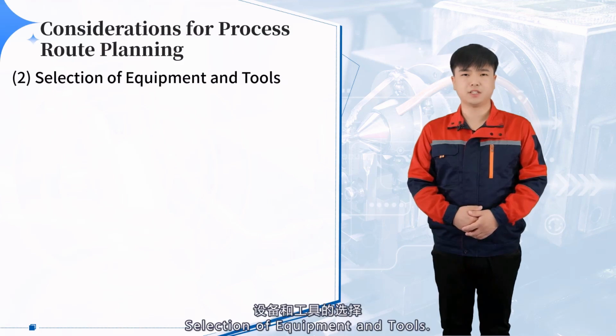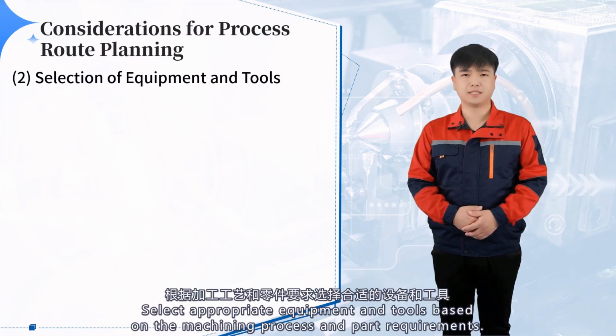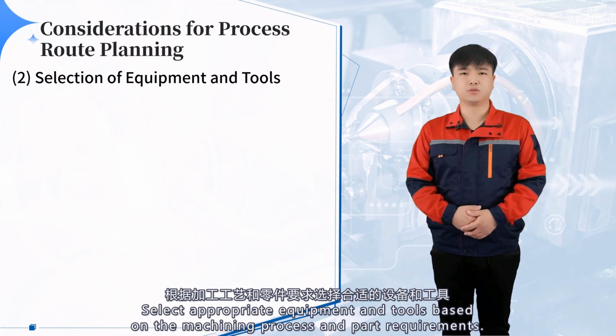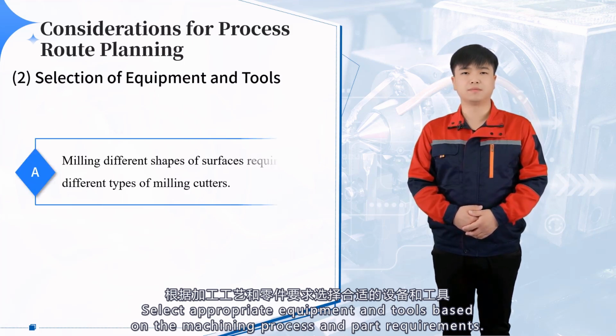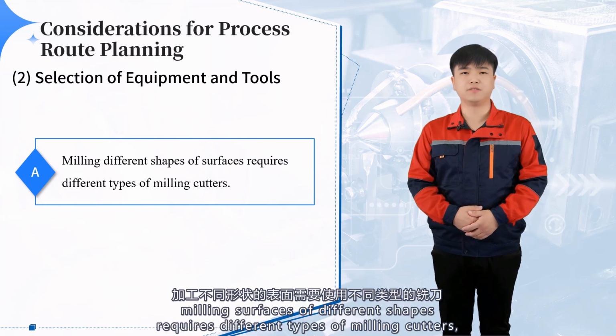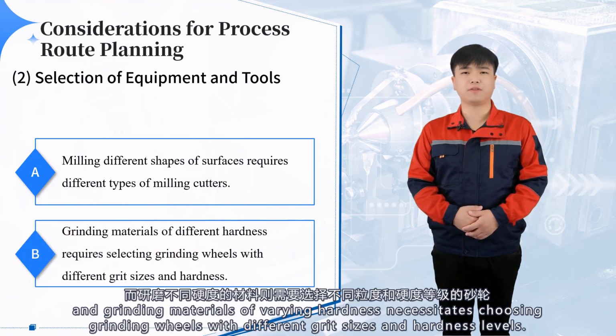B. Selection of equipment and tools. Select appropriate equipment and tools based on the machining process and part requirements. For instance, milling surfaces of different shapes requires different types of milling cutters, and grinding materials of varying hardness necessitates choosing grinding wheels with different grit sizes and hardness levels.